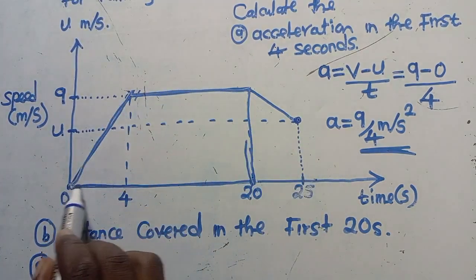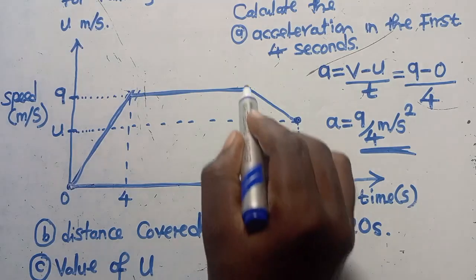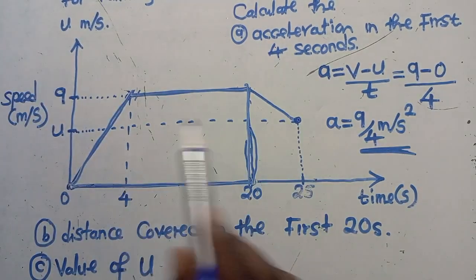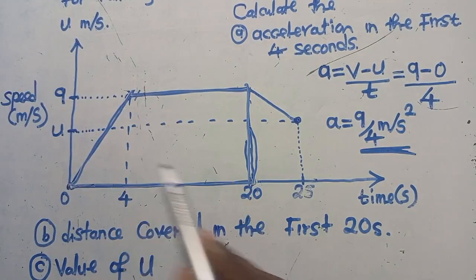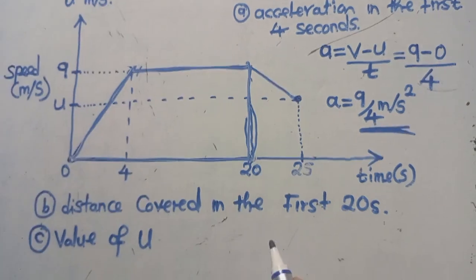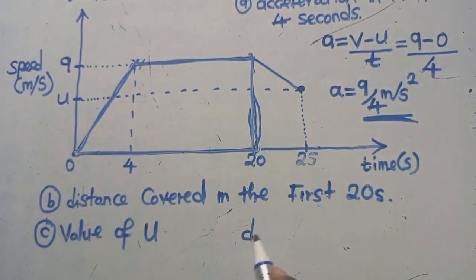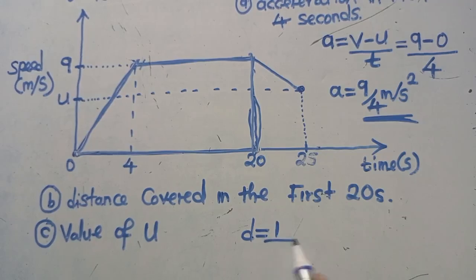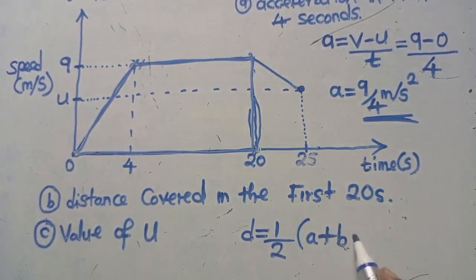Just this. What name is this shape? This shape that is here is called a trapezium. So the formula we are going to use is the formula of a trapezium, where we know that the area, which is the distance, is equal to 1 over 2, then A plus B, multiplied by H.